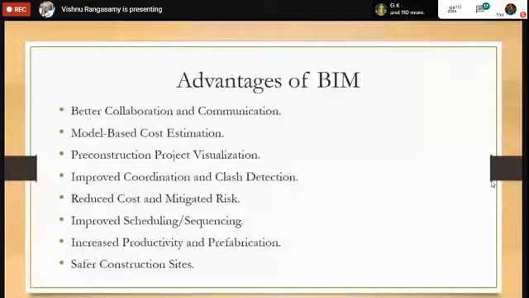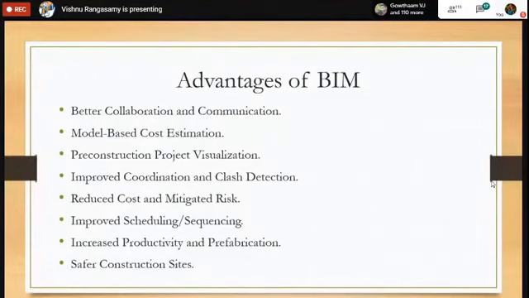Next, the risk. Improved scheduling and sequencing: you can improve the scheduling day by day, thereby following the progress of the project. Next, increased productivity and prefabrication. So you can increase the productivity. Next, safer construction sites. Nowadays, the Internet of Things, IoT, is having a huge impact on construction sites. So still we are in a developing stage.